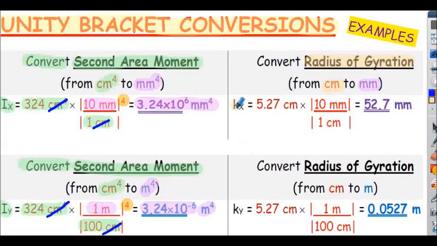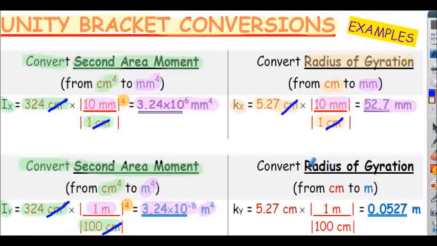So here we're converting our radius of gyration, kx, of 5.27 centimetres into millimetres. I'm sure most of you will know that conversion, but the unity brackets structure it for us. In this case, our unity is 1 centimetre is 10 millimetres, so the linear dimension here. So essentially we simply multiply the 5.27 by 10. So the kx is 52.7 millimetres. Again, we have the cancelling unity bracket effect here.